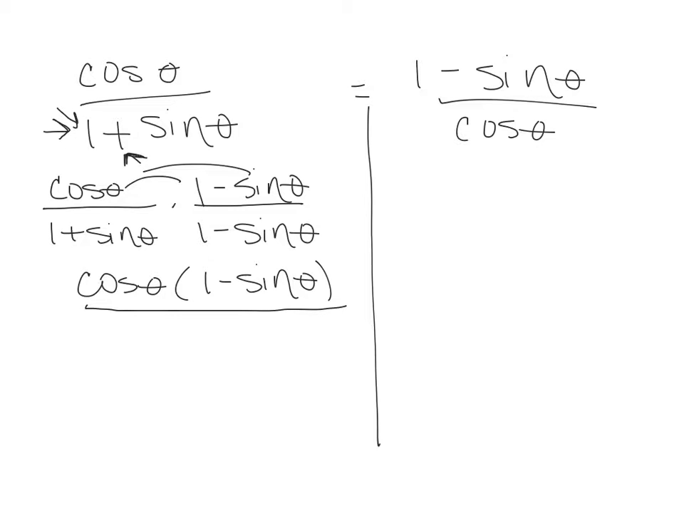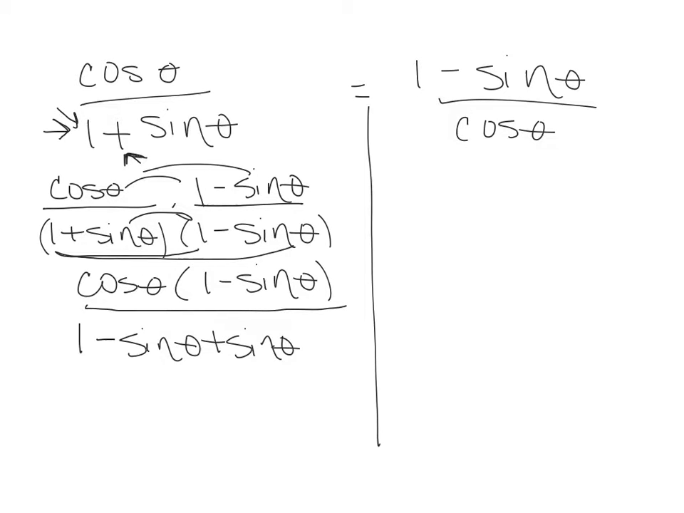And then the bottom we have to distribute. So we would FOIL it. We would say 1 times 1 is 1. 1 times minus sine is minus sine. Sine times 1 is plus sine. And sine times minus sine is minus sine squared. Okay, so I've still got my top.